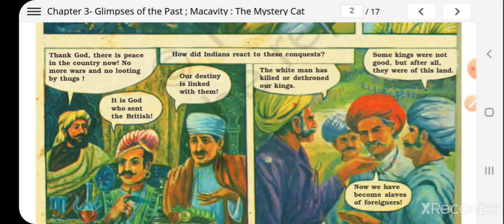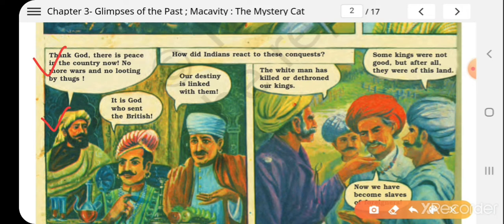Okay, so here in this picture you can see how the people are talking about those things. One is saying, thank God there is peace in the country now, no more wars and no looting by thugs. The wars between Indian kings was over. उनके बीच में जो वॉर था वो ख़त्म हो चुका था. There was no war anymore. अब कुछ भी वॉर नहीं था.